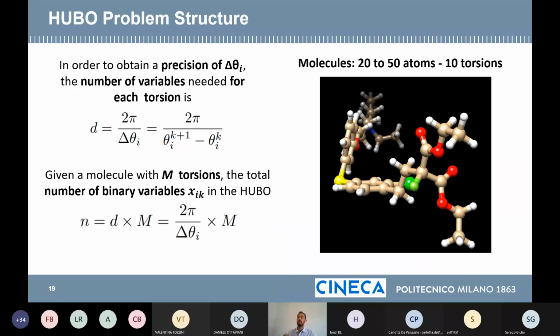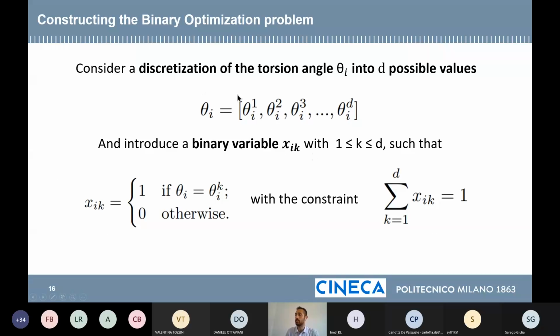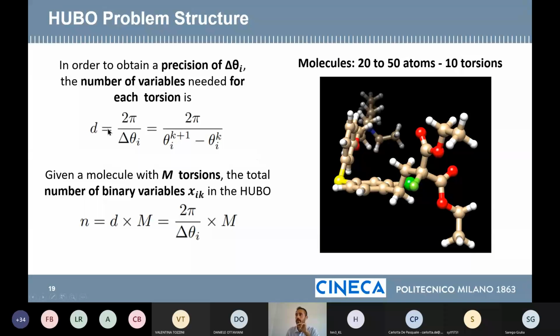So in our problem, we basically selected a given d. What is d? d is the discretization on the angle. And we discretize it in this way. You have 2 pi over this delta, the precision that you want. So in general, given a molecule with m torsions, the number of binary variables in the QUBO is going to be d times m.